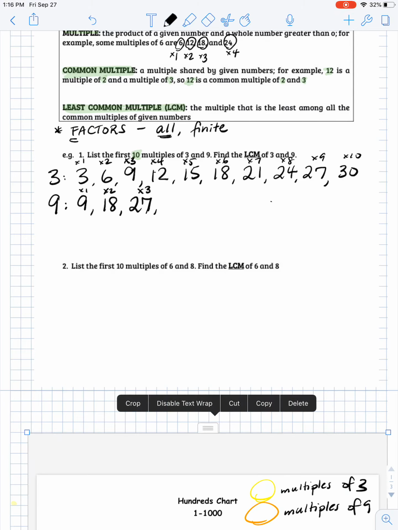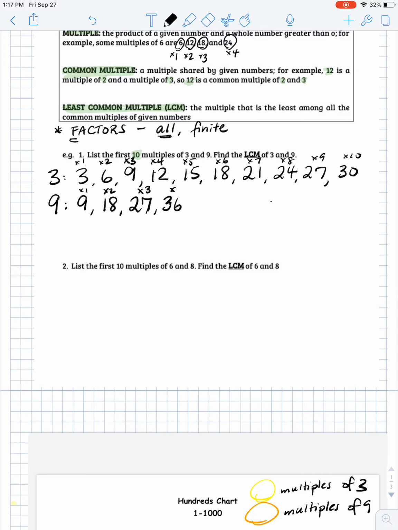And then you have 9 times 4, which is 36. And then 9 times 5, which is 45. And then 9 times 6, which is 54. And then 9 times 7, which is 63. Times 8, 9 times 8, 72. 9 times 9, which is 81. And then 9 times 10, which is 90. So you have the first 10 multiples of 9 written out there too.